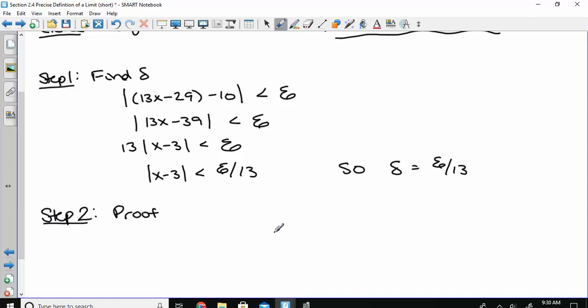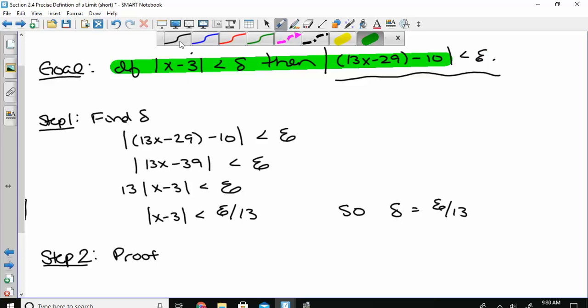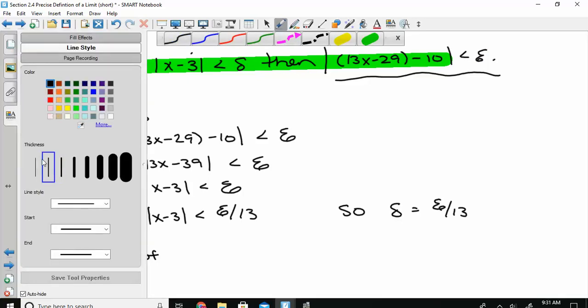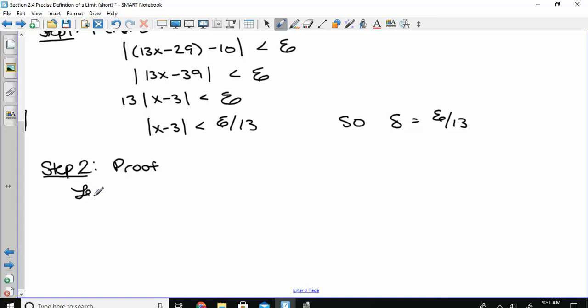So that's your goal. Step 1 is to find delta. Step 2 is the proof. When you do your proof, every time you're going to go back up to your goal and you are just regurgitating all of this. And then we have to prove the less than epsilon. So the first thing I'm going to write down is that statement. But I do have to also state what my delta is. So I'm going to say, let delta equal epsilon over 13.